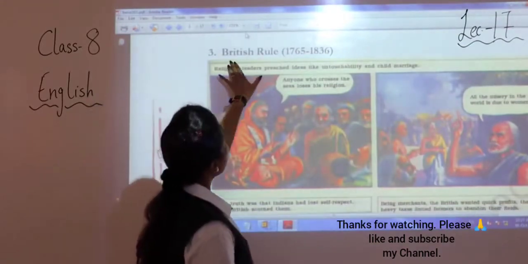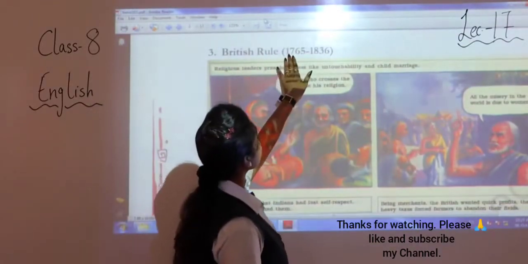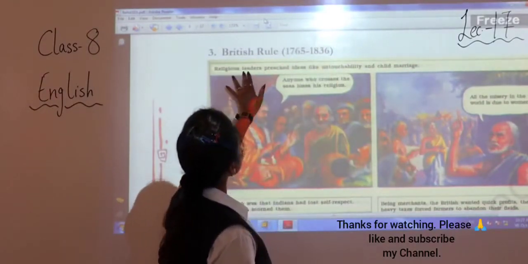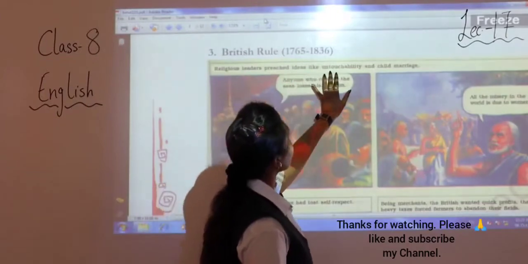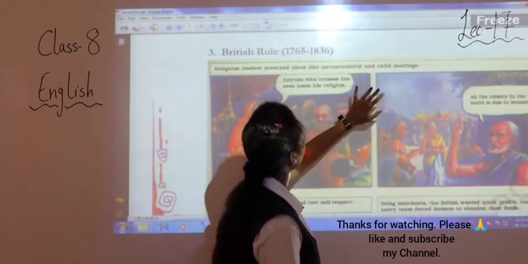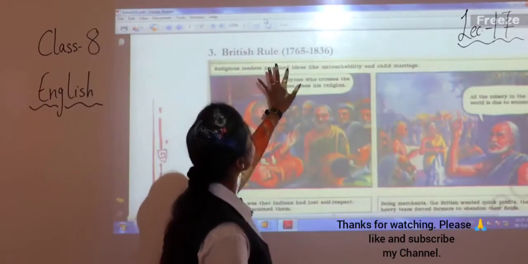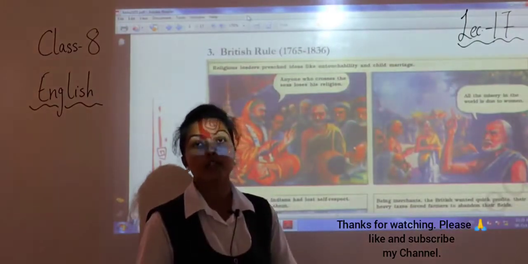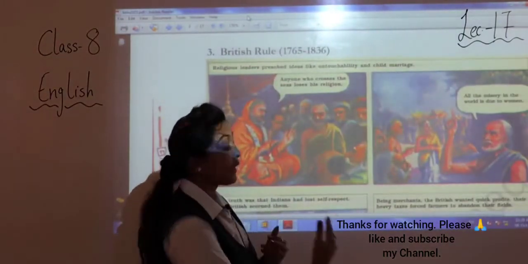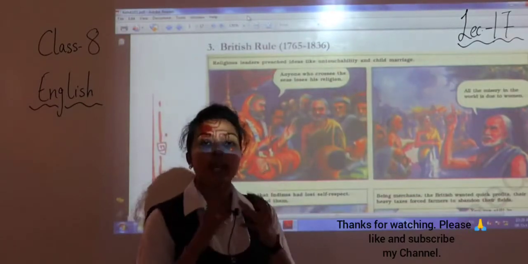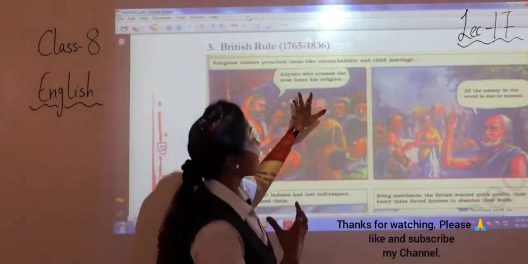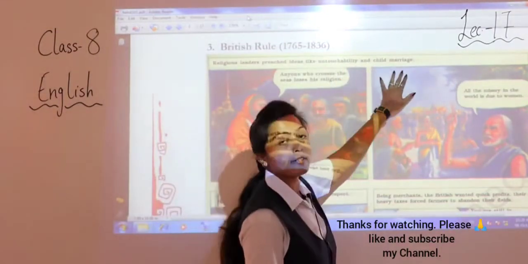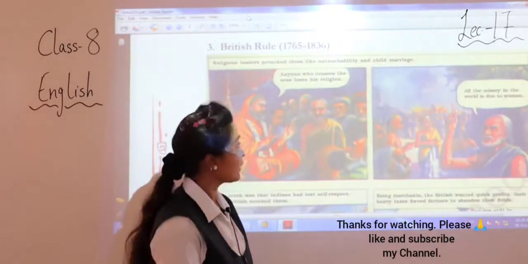Then British rule, 1765-1836, this is the time period. Religious leaders preached ideas like untouchability and child marriage. Religious leaders are those who talk about religion to the public and try to convince them on that particular topic. So they are now teaching society untouchability, child marriages and such types of thinking.